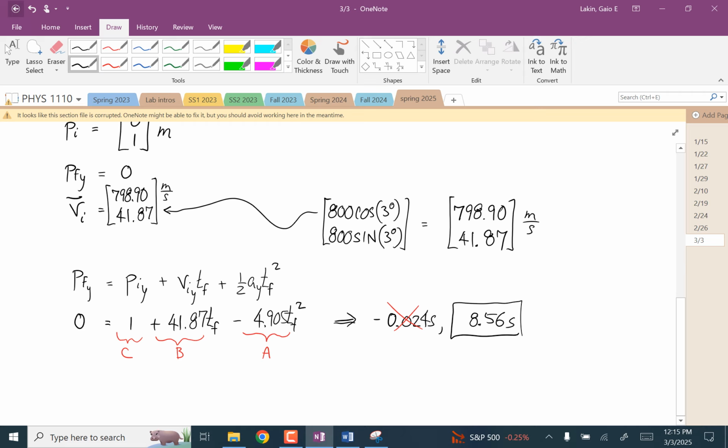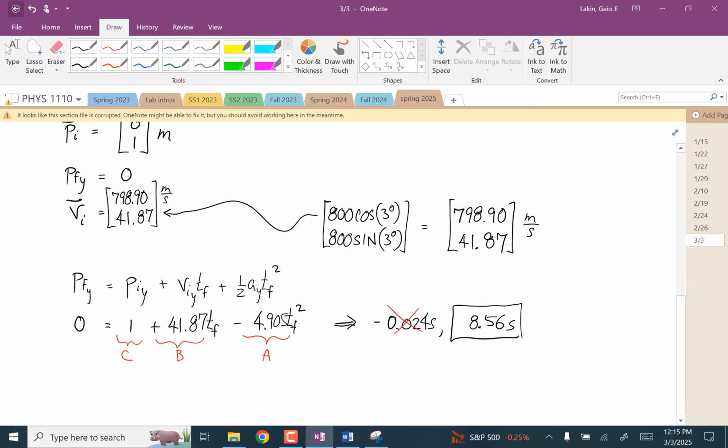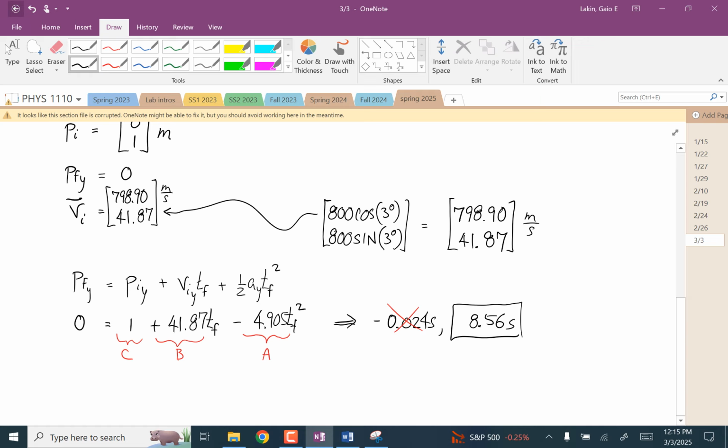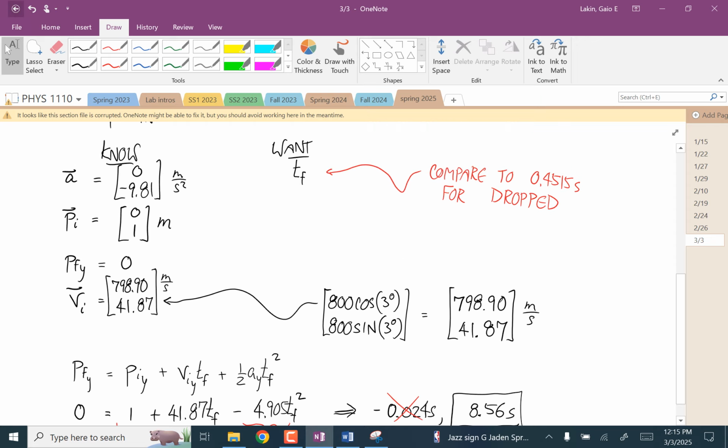Okay, so by tilting the muzzle of the gun up 3 degrees, we went from a time of 0.4515 seconds to 8.56. So that's getting close to 20 times as long to hit the ground. The reason it takes so long is, so what would be an equivalent, so when the bullet is fired horizontally, the equivalent one-dimensional amount of time is if you just take that bullet and drop it from rest, okay?